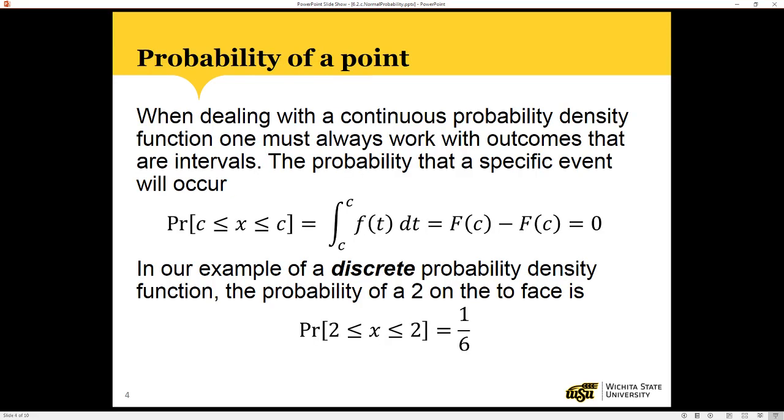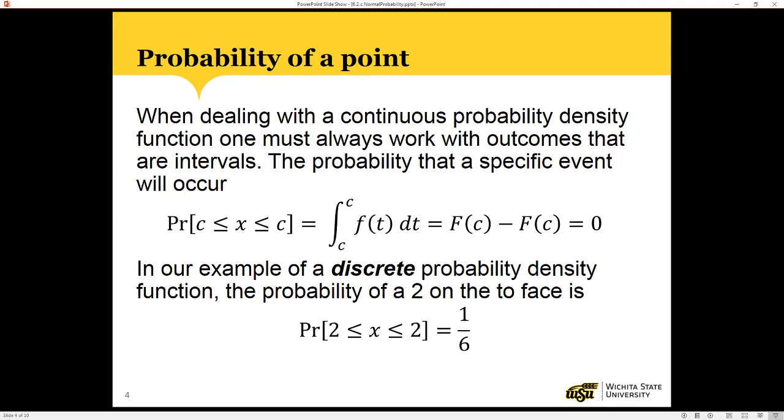Moreover, what is the probability of a point? When dealing with a continuous probability density function, one must always work with outcomes that are intervals. The probability that a specific event will occur would be the probability that x is both less than or equal to and greater than or equal to a constant. That would be the integral from c to c of f of t dt, which would be the cumulative distribution function at c minus the cumulative distribution function at c. Well, that would give us 0. The integral under a point, the area of a vertical line with no width, is 0.